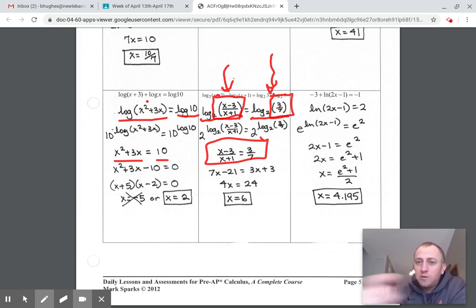The last one here, I would need to isolate my logarithm by itself, so add 3 to both sides. And then I'm going to basically rewrite this as an exponential equation. The base of the natural log is e. So I have e squared is equal to my argument. And then I'm just solving. Add 1, divide by 2. There it is.